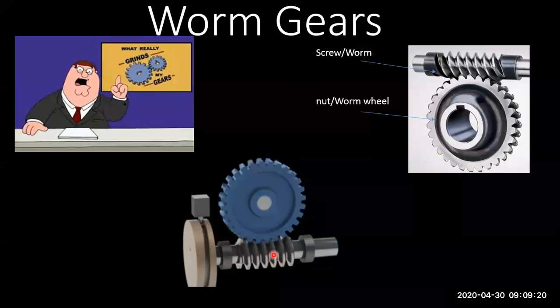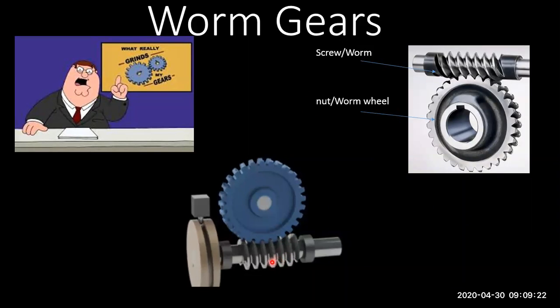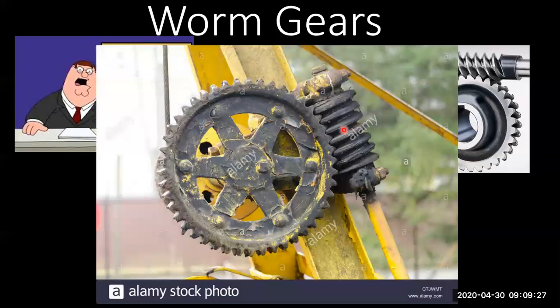Also, because there is heat generation, you have to either leave this open to the atmosphere and apply some grease to dissipate the heat, or enclose them in a casing filled with oil. That is, you need to use a coolant of some sort. And power transmission is low in the case of worm gears. You can transmit 100 kilowatts of power at a maximum.